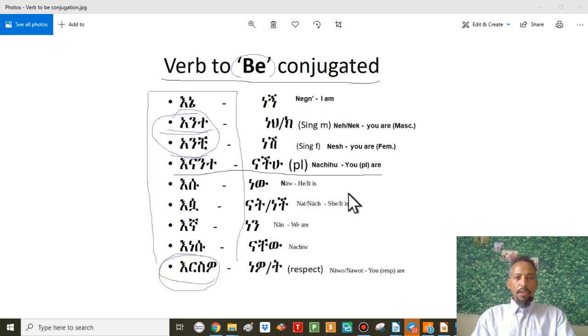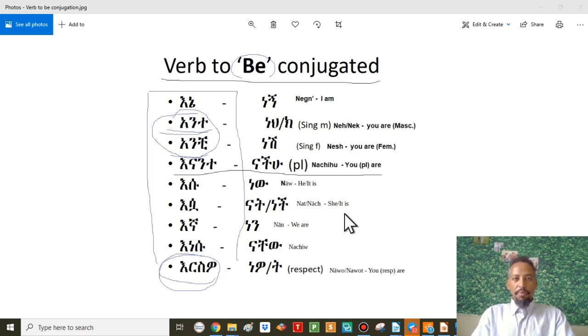Okay, so once you have the verb to be, the subjective personal pronouns, and how they are used with the verb be, then you can make your own sentences. እኔ ነኝ, that's a sentence by itself. እኔ ኢትዮጵያዊ ነኝ, then you're saying I am Ethiopian. እኔ አስተማሪ ነኝ, I'm a teacher. እኔ ጎበዝ ነኝ, I am smart, I'm clever.